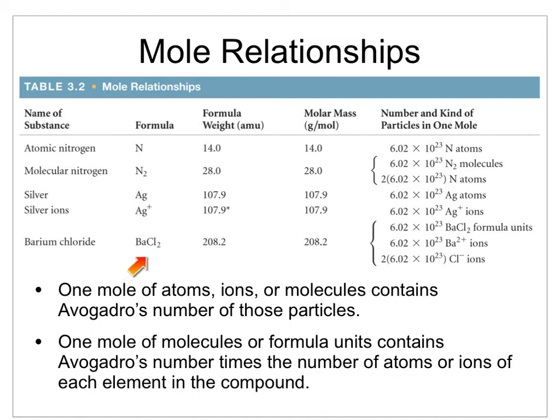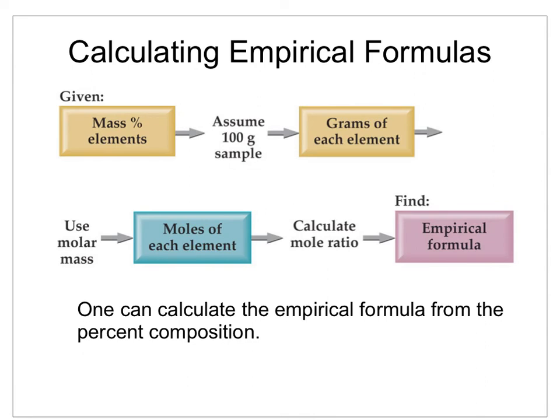If we dissolved the barium chloride in water, we would have 3 moles of ionic particles in solution, barium plus and 2 chloride ions, for a total of 3 times 6.02 times 10 to the 23rd particles in solution. We can use these concepts to calculate the empirical formula of compounds.